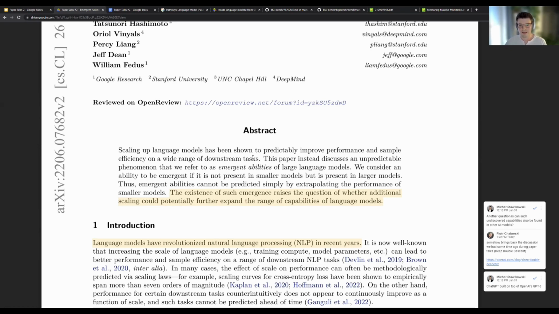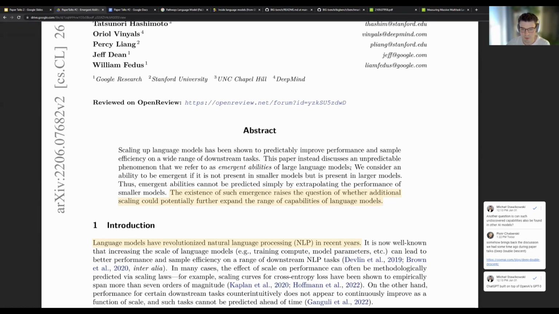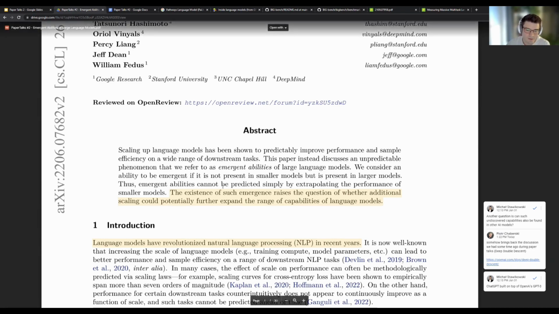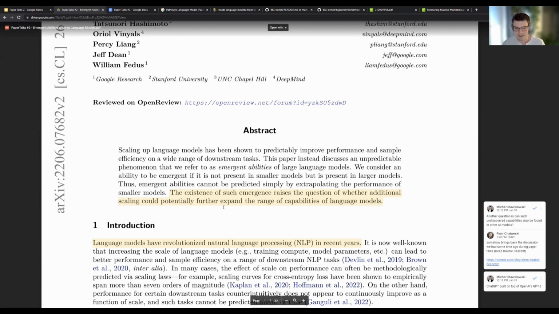But this paper instead discusses an unpredictable phenomenon that we refer to as emergent abilities of large language models. We consider an ability to be emergent if it is not present in smaller models, but is present in larger models. Thus, emergent abilities cannot be predicted simply by extrapolating the performance of smaller models. And what is really interesting, the existence of such emergence raises the question of whether additional scaling could potentially further expand the range of capabilities of language models.